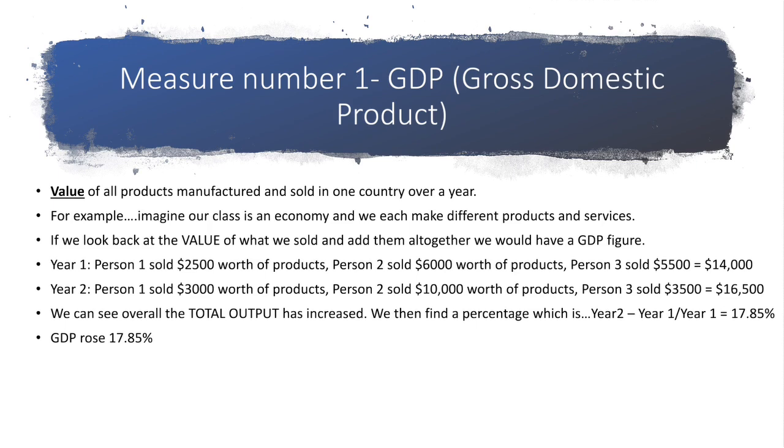Now I've just completely made this up using people in our classes of the economy, and there's only three different outputs there. When we look at New Zealand overall, if you imagine every single business and their output, it gets a lot more complicated than this, but that was just to simplify the concept for you.